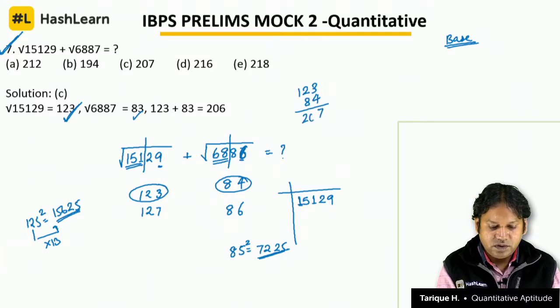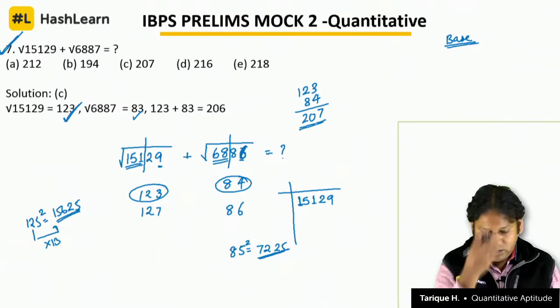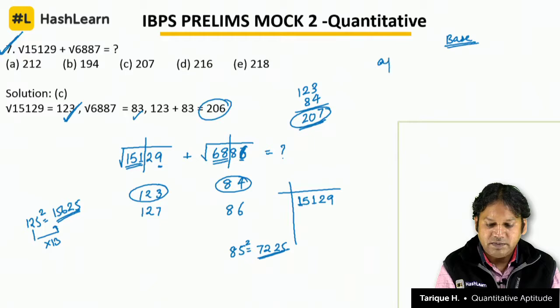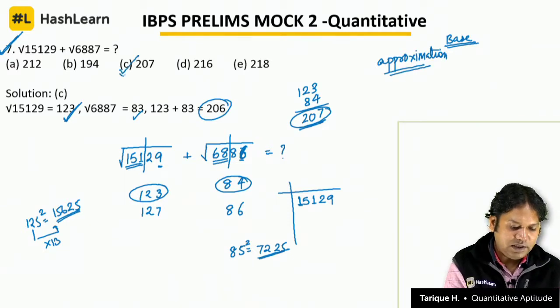You will get 207. Now the value we are getting is 206 here, it's 207. It's an approximation question, please understand. We don't have to find the exact value. We can find an approximate value also, so the answer becomes C.